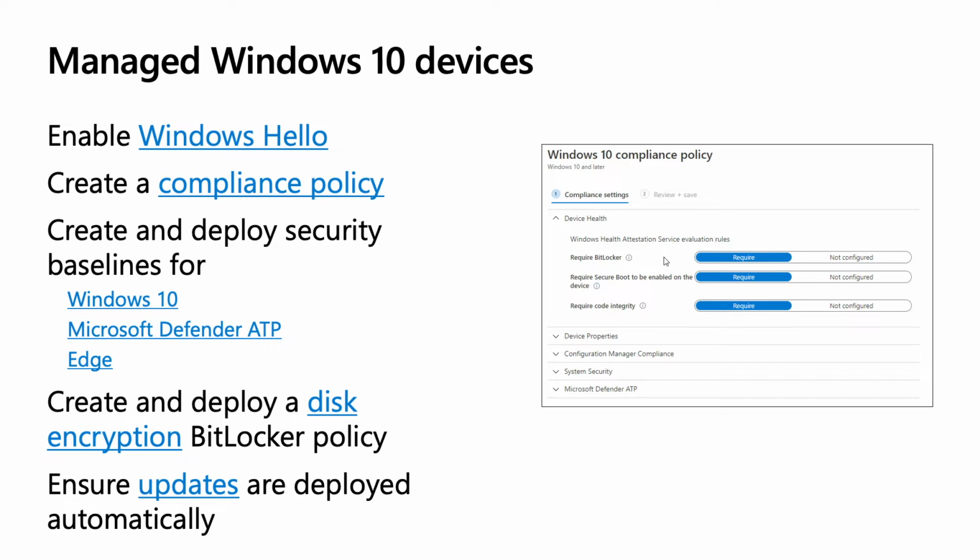And of course, it goes without saying that in order to protect Outlook data on a Windows device, we need to have BitLocker deployed and configured. So we need to create a disk encryption policy for BitLocker that defines settings like what disks we're going to encrypt, what recovery mechanisms we're going to use and support. And then finally, we need to ensure that updates are deployed automatically, not only for Windows 10, but for Office, because by ensuring that monthly security patches are deployed, we're guaranteed that our devices are at their most protected state.